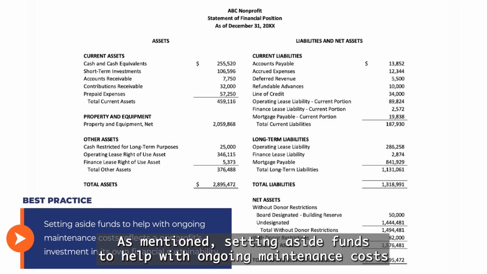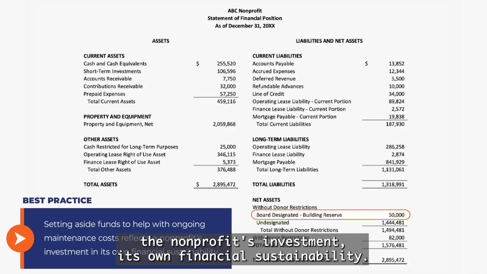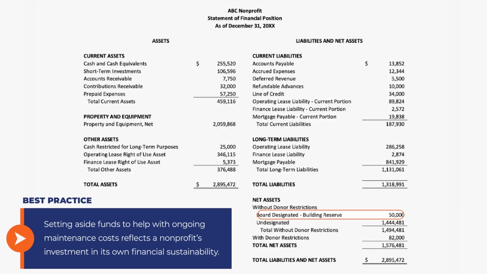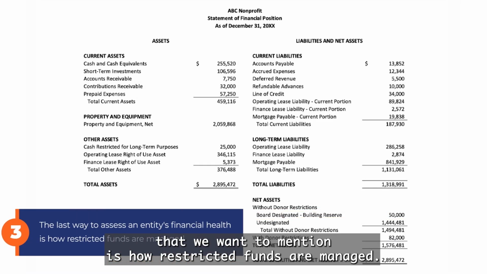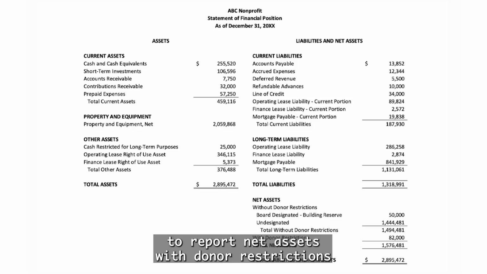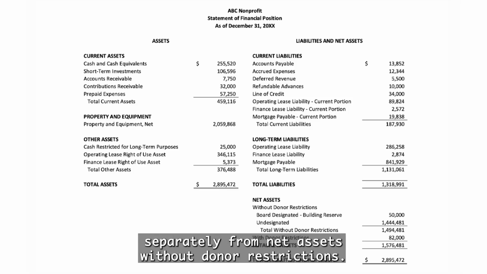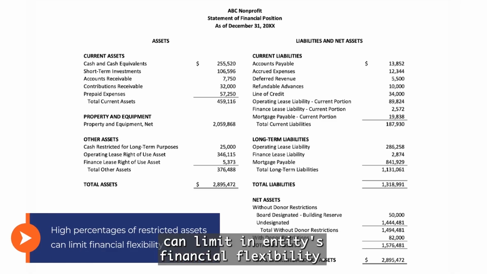As mentioned, setting aside funds to help with ongoing maintenance costs, such as the building reserve seen here, reflects a nonprofit's investment in its own financial sustainability. And finally, the last way to assess financial health that we want to mention is how restricted funds are managed. Remember, nonprofits are required to report net assets with donor restrictions separately from net assets without donor restrictions. Too high a percentage of restricted assets can limit an entity's financial flexibility.